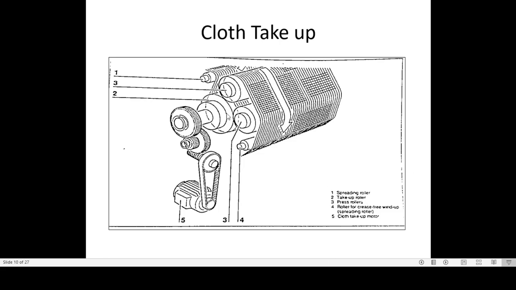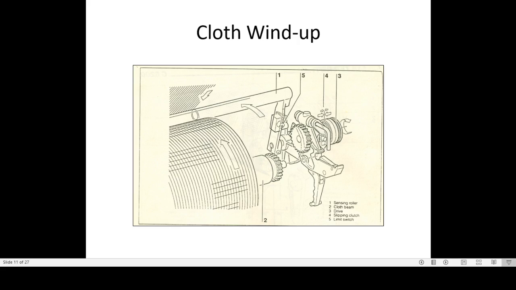So see the cloth take up carefully. Now the next feature is cloth wind up. After take up, the wind up is also very important. Whatever fabric is produced at the fell of the cloth, we have to wind on the cloth roller.